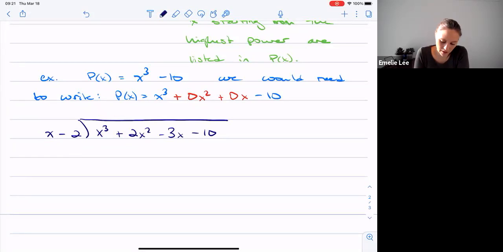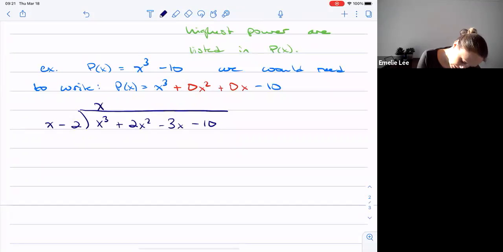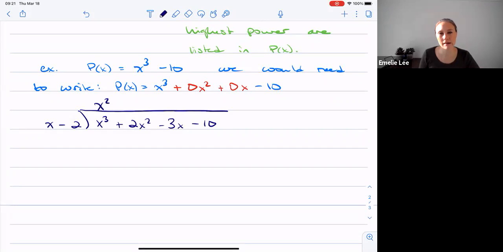I'm not going to do all the different links and stuff. Most of this division I can just do in my head. So x to the power of 3 divided by x, I know is x squared, so I have x squared up here. We're kicking it up a notch from last day where we wrote everything on the side, and that's totally fine, but I just want you to see how little work you can get away with.